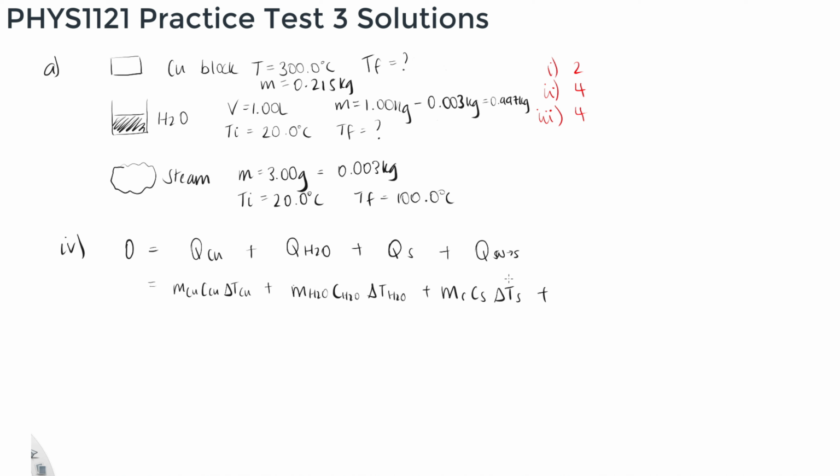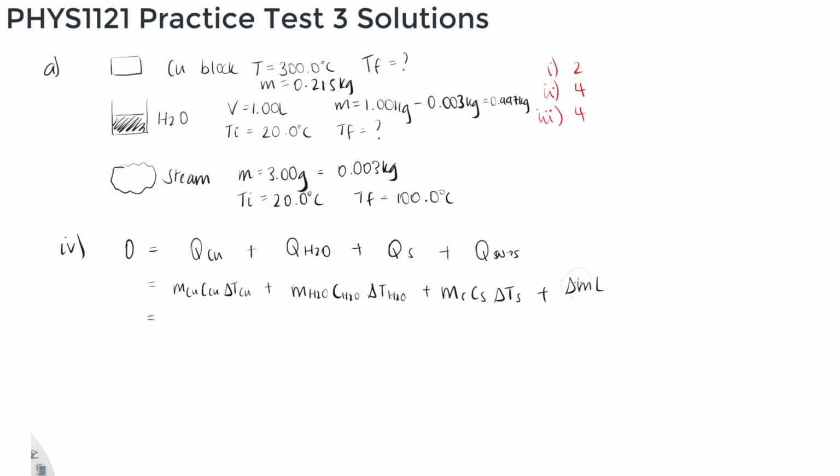However, this last component is actually converting the water to steam. Now remember, we don't actually have a change in temperature here. It's still going to be at 100 degrees, but we are going to be utilizing the latent heat of vaporization. So we have 3 grams of water, which will be this delta M, multiplied by the latent heat of vaporization.